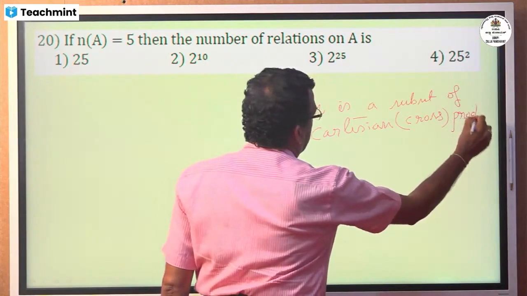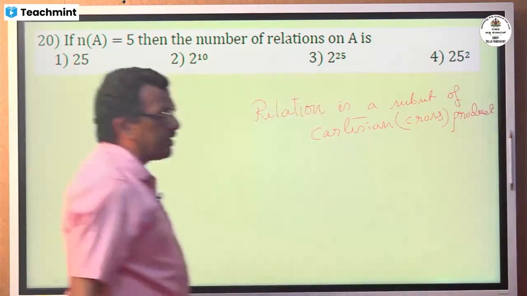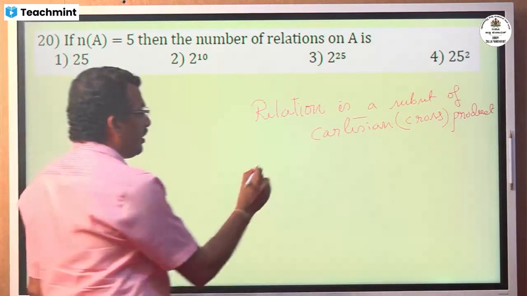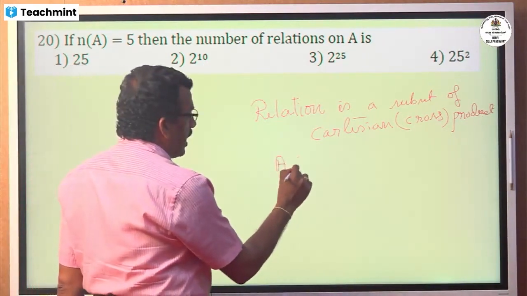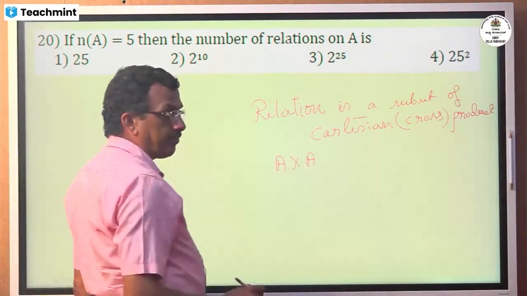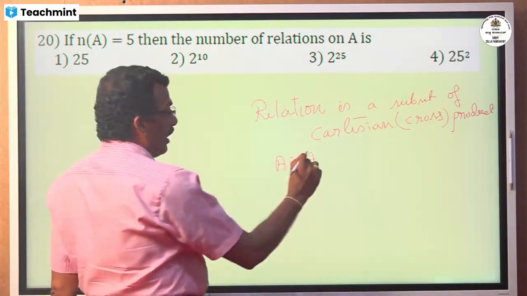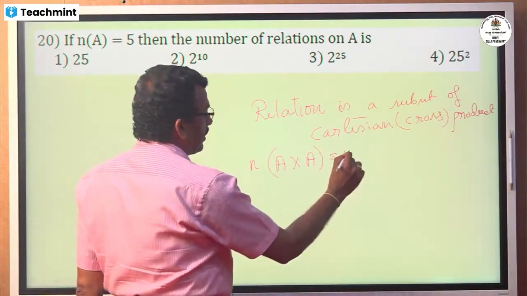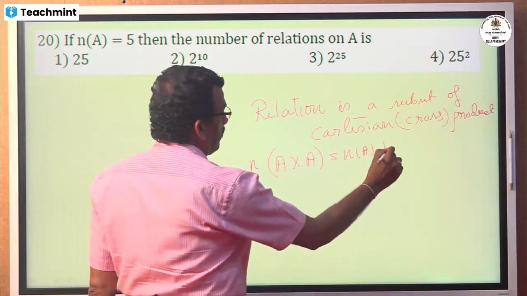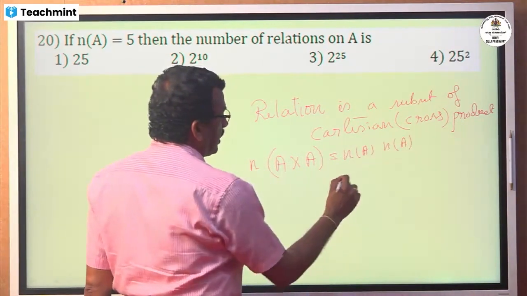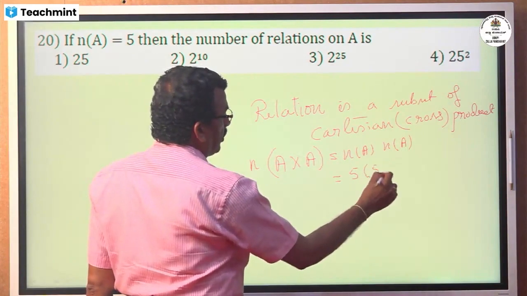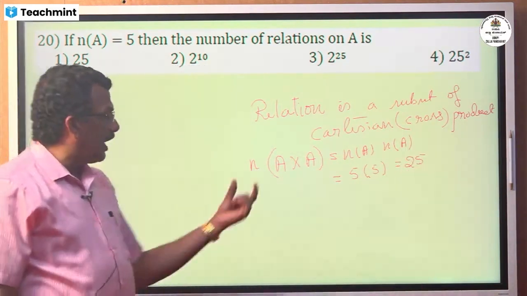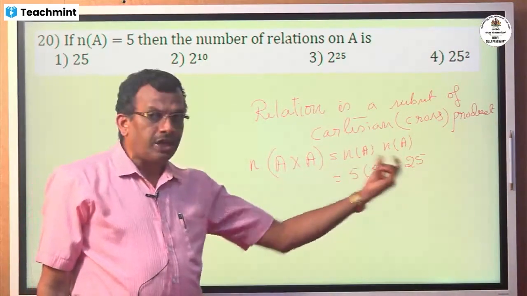What is a relation? A relation is a subset of the Cartesian or cross product. You know that when a set is given, its Cartesian product is A cross A, because only one set is given. The number of elements in A cross A is always equal to the number of elements in A into the number of elements in A. 5 into 5, that is equal to 25. As you know, in the cross product we have 25 elements.